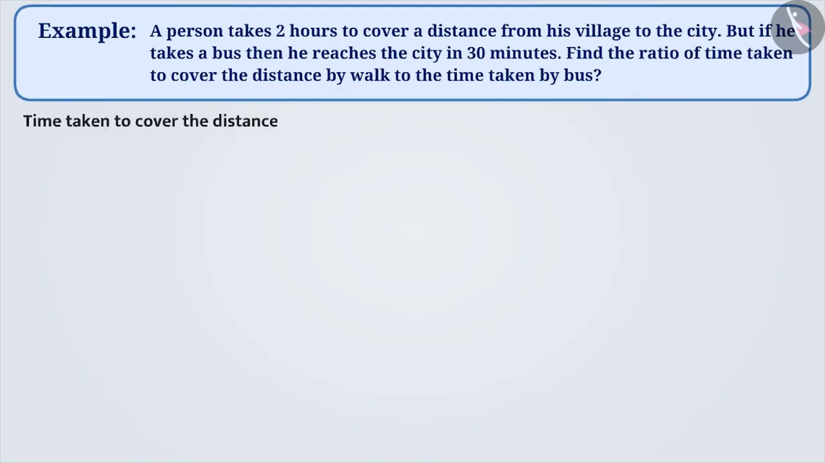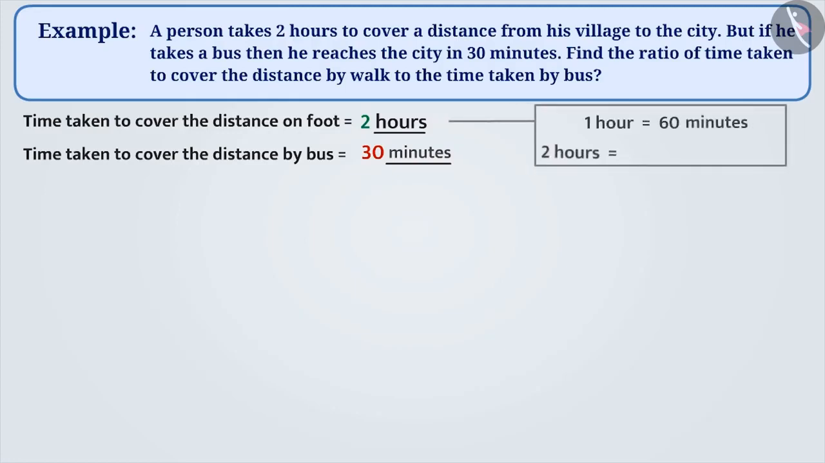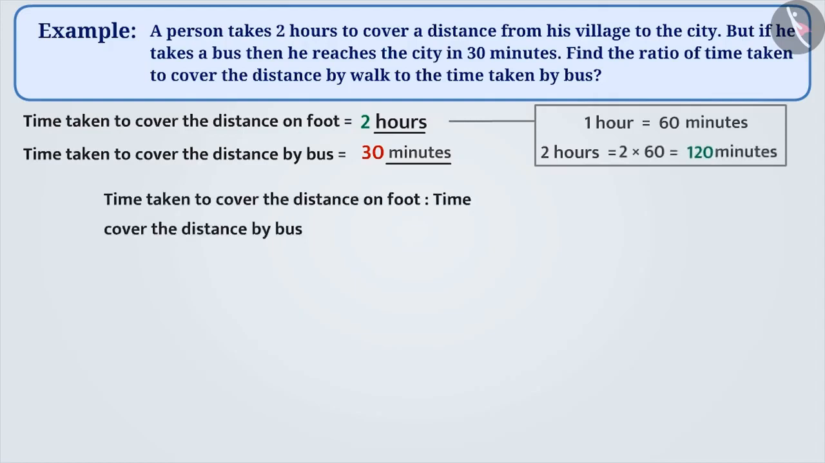In order to find the ratio between the time taken by the person by walk, that is 2 hours, to the time taken by the bus, that is 30 minutes, we first need to make the units the same. Since 1 hour is equal to 60 minutes, 2 hours is equal to 120 minutes. The ratio of time taken in covering the distance by walk to the time taken in covering the distance by bus is 120:30. Usually, we represent this ratio in its simplest form.